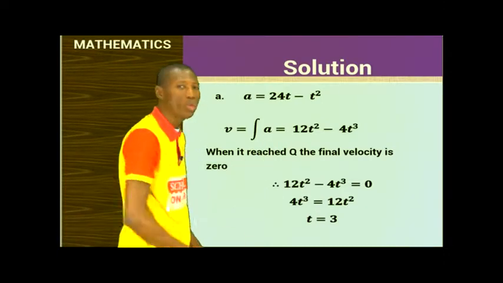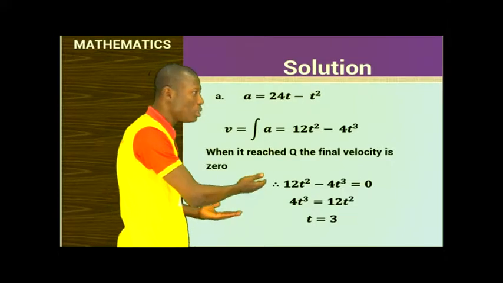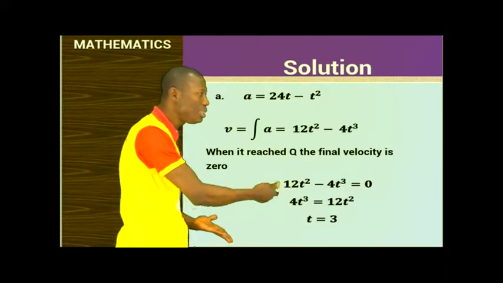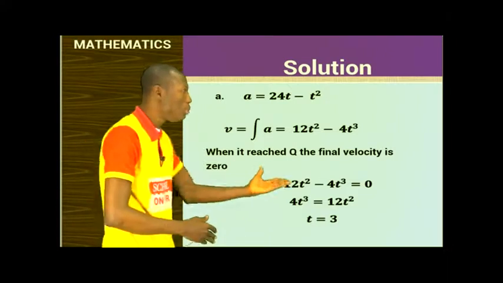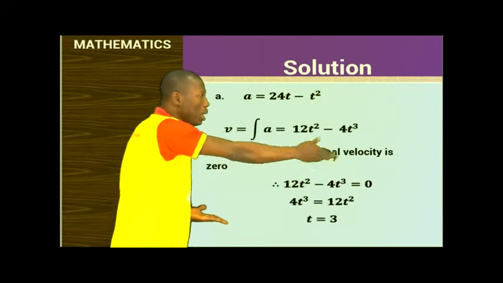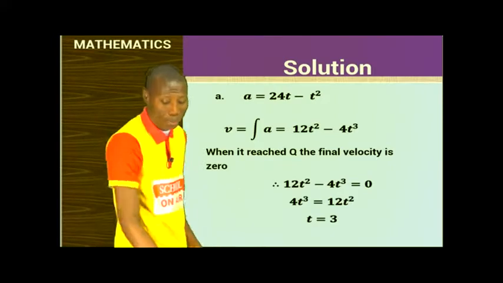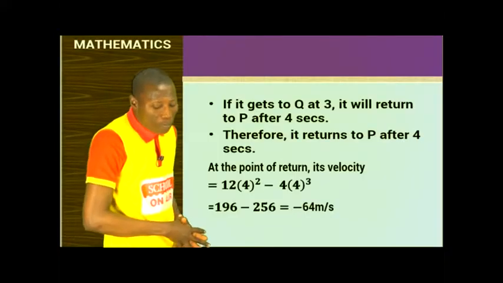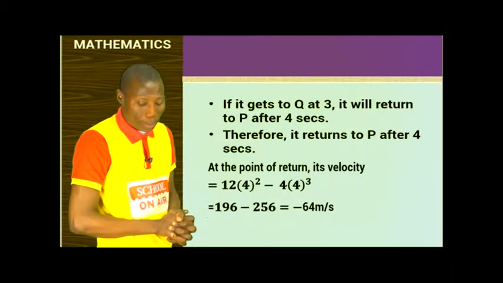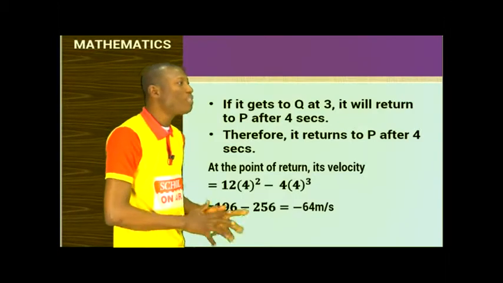Then 4t cubed is equal to 12t squared. Mathematically, we divide both sides by 4, then t squared goes. t cubed divided by t squared is equal to t. So t is equal to 3. Now, if it gets to q at 3 seconds, it will return to p after 4 seconds.